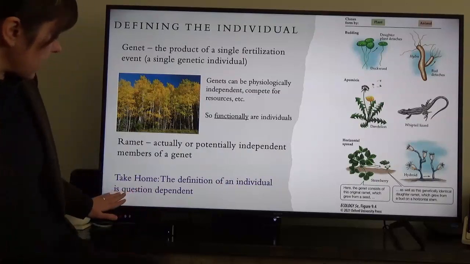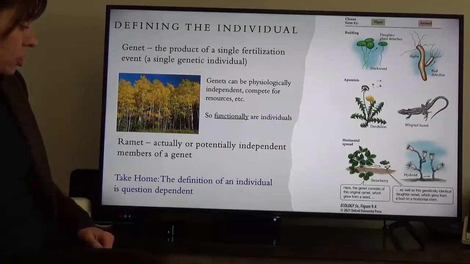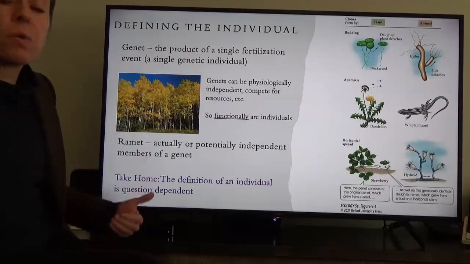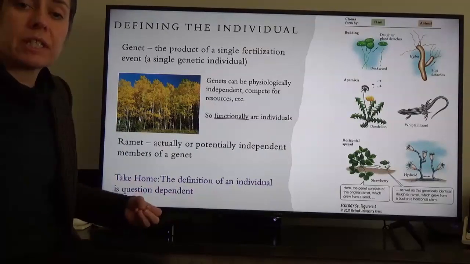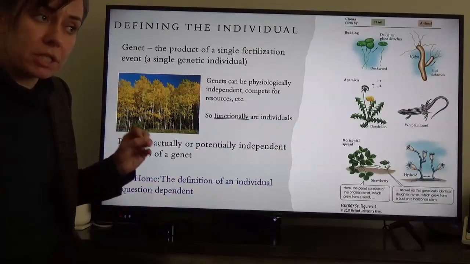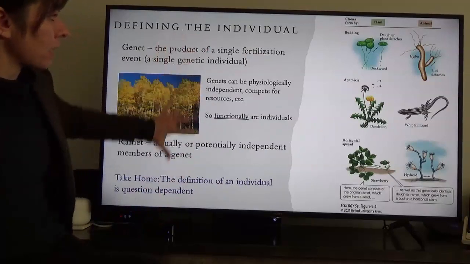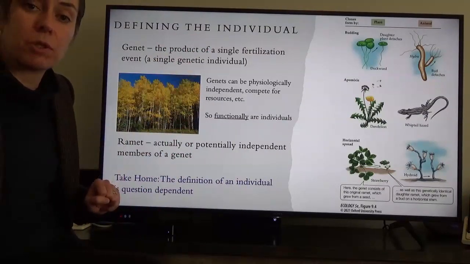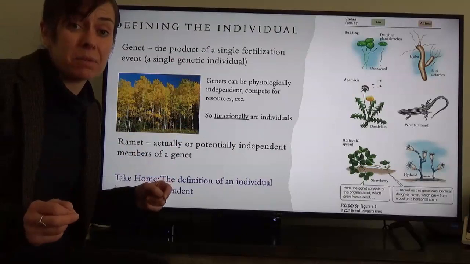Okay, so the take-home message is that the definition of an individual is really question dependent, and you really need to think about, for your particular question, what is the relevant definition for an individual for me, and what does that mean for my sample design?